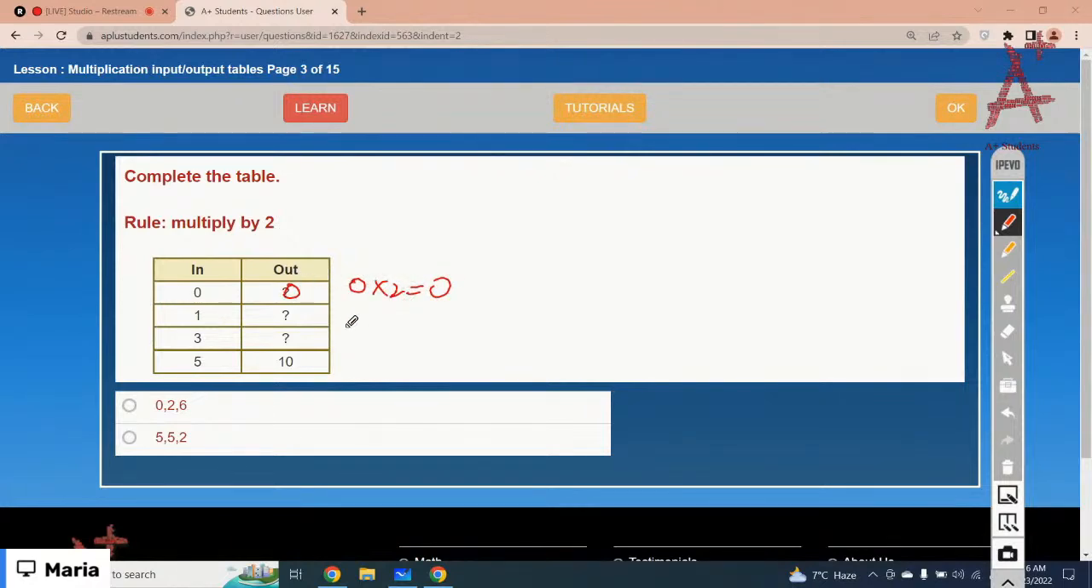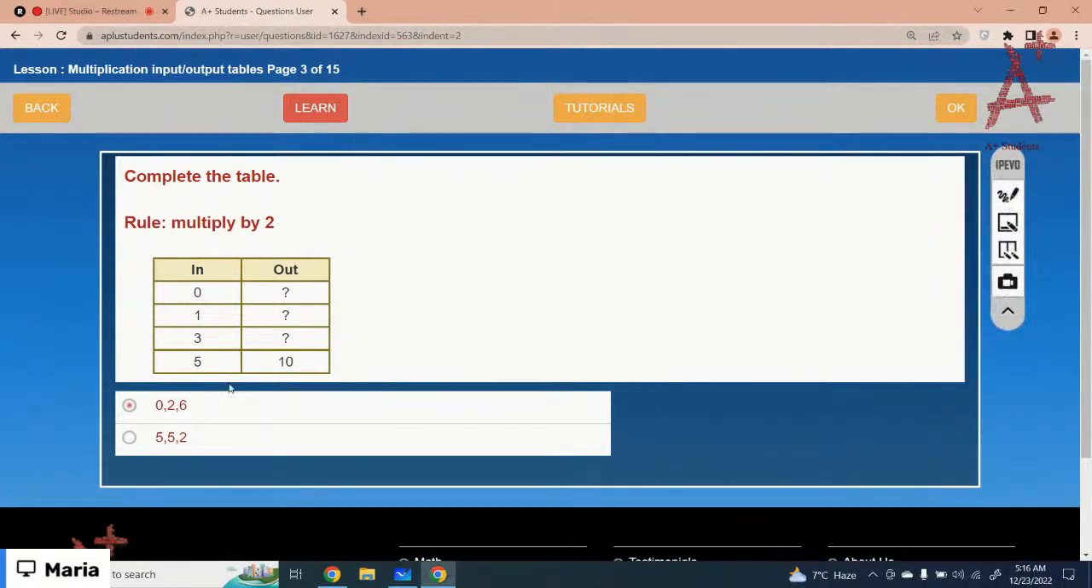So here you have 0. You have to do 1 times 2. 1 times 2 is 2. So here you have 2. Then you have to do 3 times 2, and 3 times 2 is 6. So here you have 6. Got it? So the correct option is this one, 0, 2, and 6. So just select the correct option, then click on the OK button. Got it?